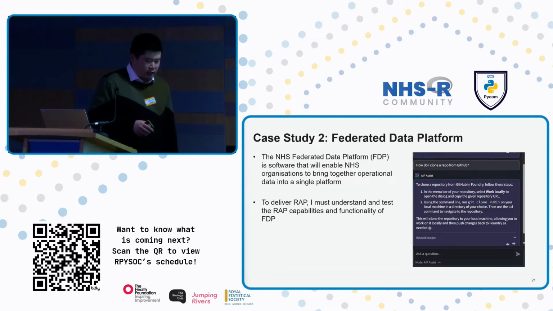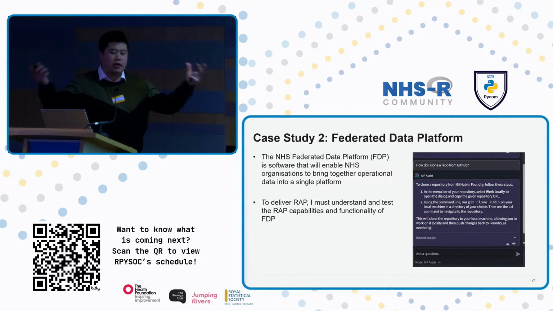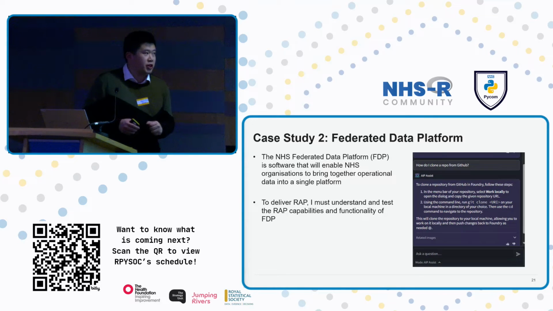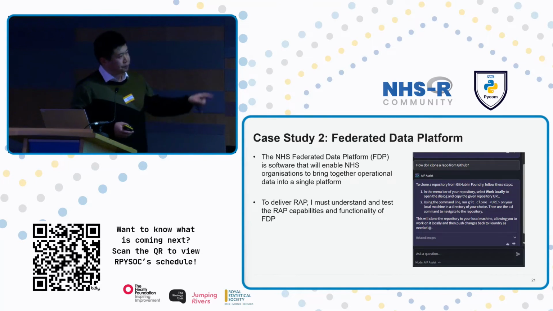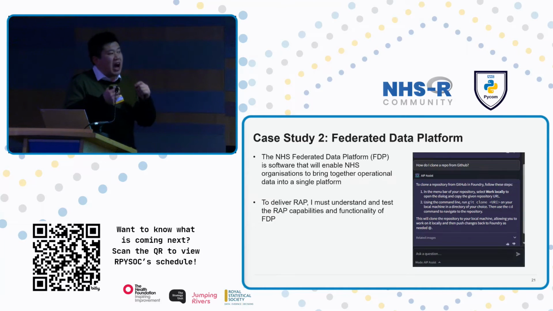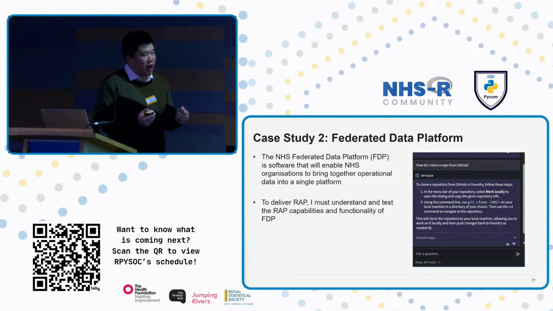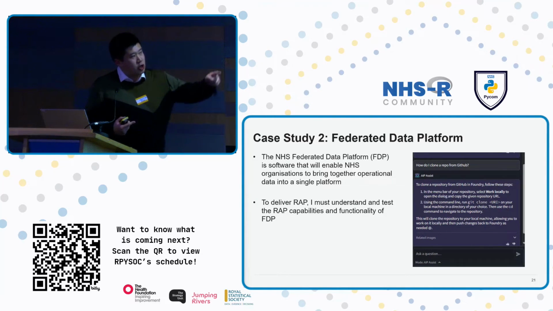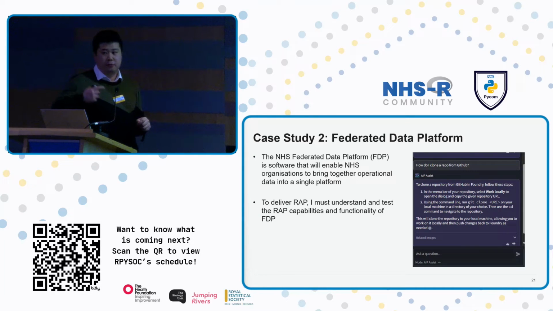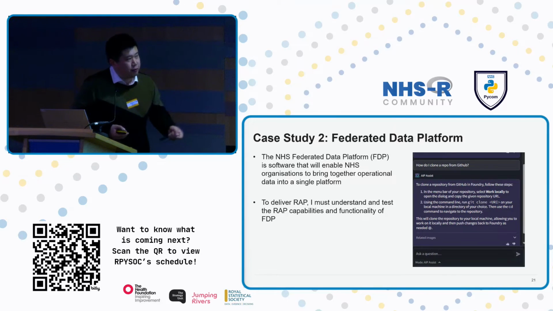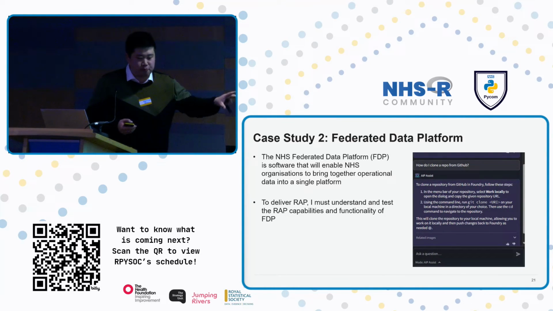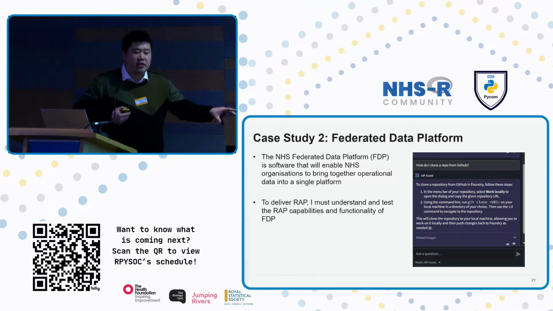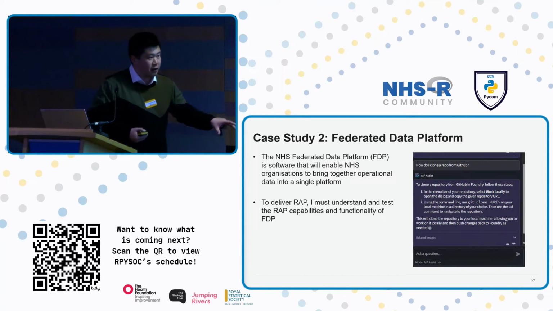The other case study I want to show you is the Federated Data Platform. This is a piece of technology that brings together data from different NHS organizations into a single platform. In order to deliver RAP, I must understand and test the RAP capabilities and functionalities of FDP, so knowing what I need to look for. How do I clone a GitHub repository? From previously, I have to clone a GitHub repository. It's somewhat different in FDP. And by doing this project, I understand the capabilities required in a platform to deliver RAP.